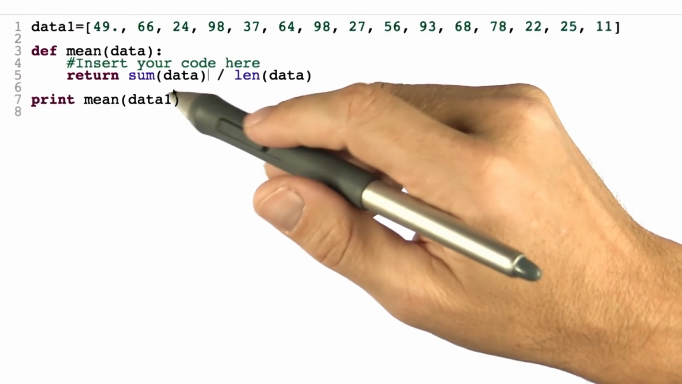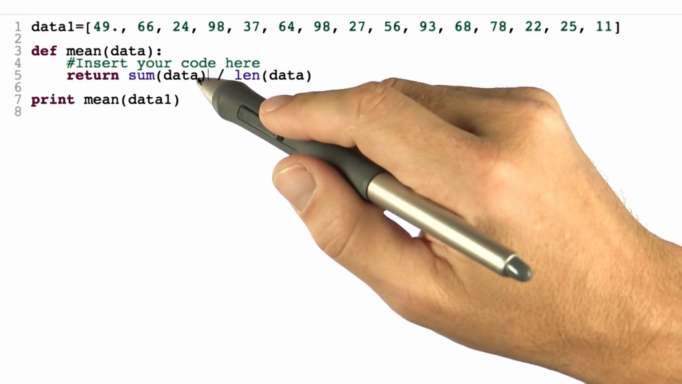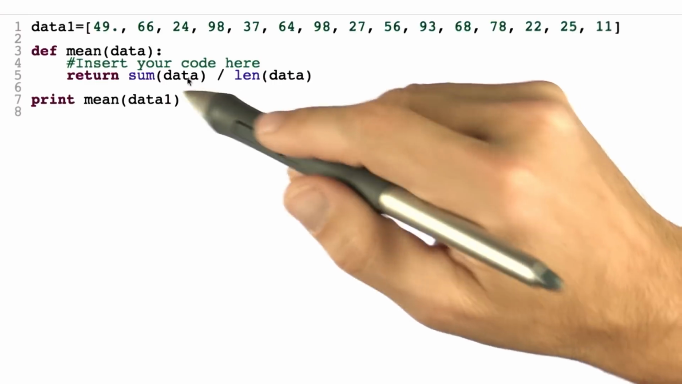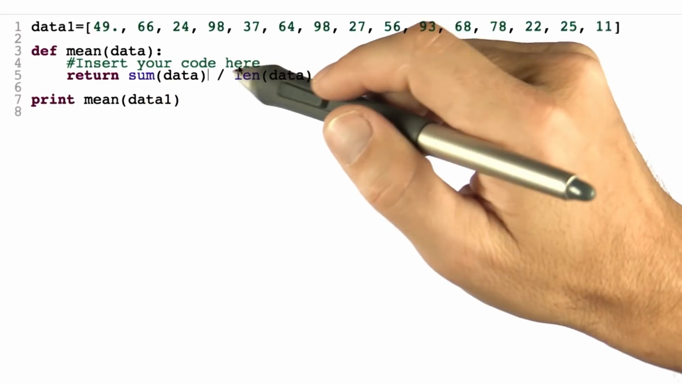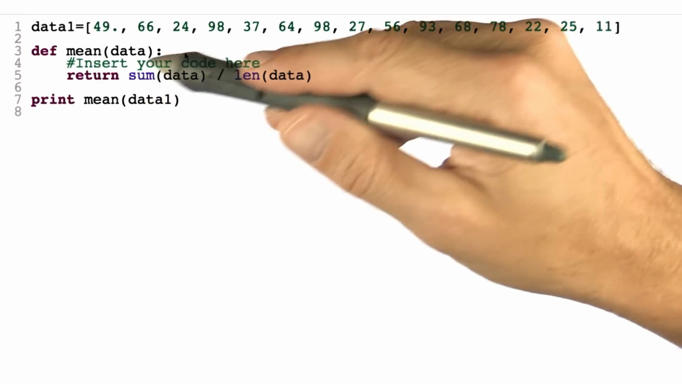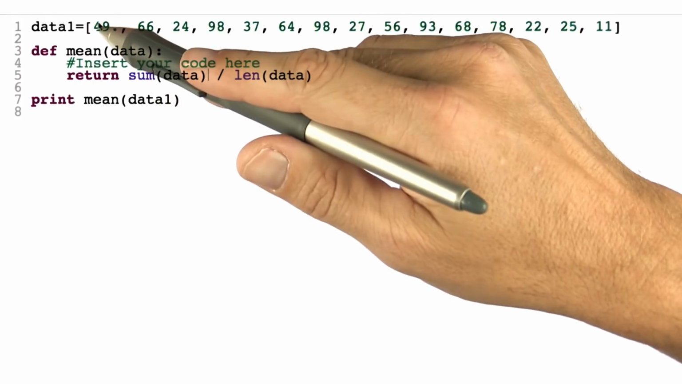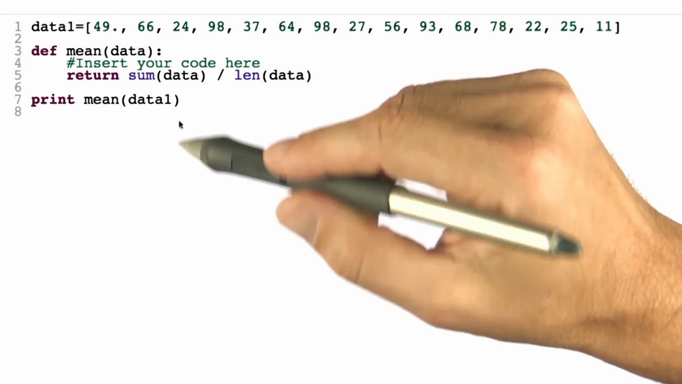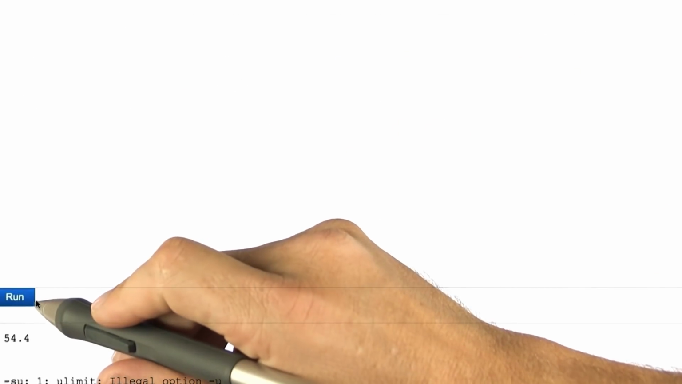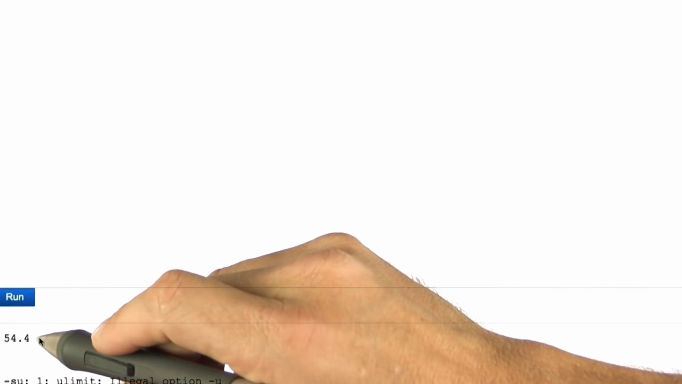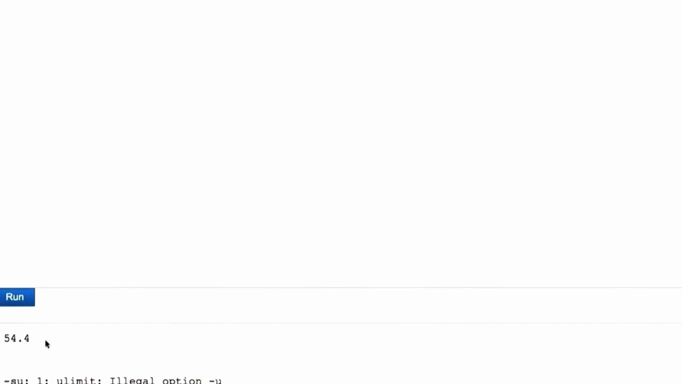And of course, the correct answer for the mean is to sum up all the data and divide it by the number of data items. So we use the command sum(data) divided by len(data), realizing that inside the function this thing is called data. And then if we plug in data1, the specific data sequence, into the function, and hit the run button, we get 54.4 as an answer. And that's the correct mean.